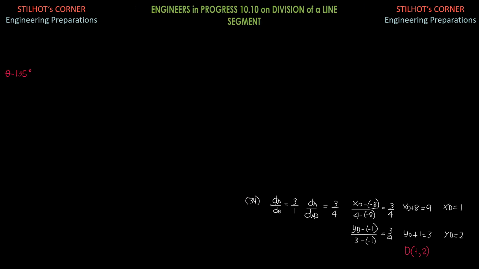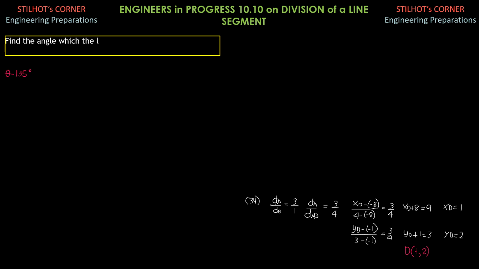Then let's continue with problem 33. Find the angle which the line segment joining the points (2, -1) and (-3, 4) makes with the positive x-axis. So to find that angle, we find the slope, and let's plot the points so that we can analyze it easily.